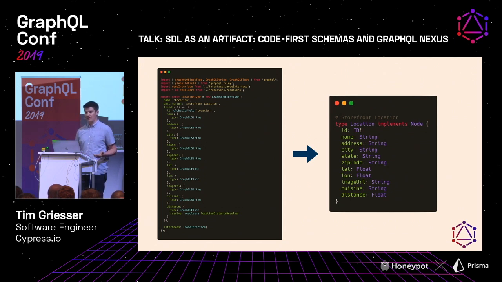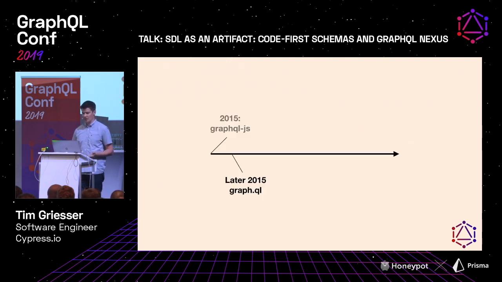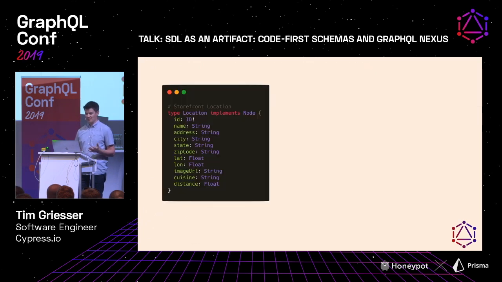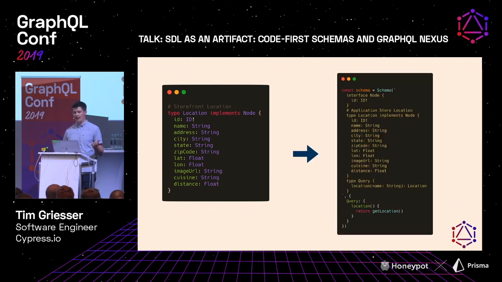So then later on in 2015, actually not too long after the reference implementation came out, there was a project called graph.ql. I was looking up to see if my timeline was correct here, but this was actually the original SDL first approach, this SDL first library. And the first time I saw this, I was like, wow, this is really incredible, because you can start out with this more concise syntax and then take that and just map it to the resolvers without having to do all the imports.